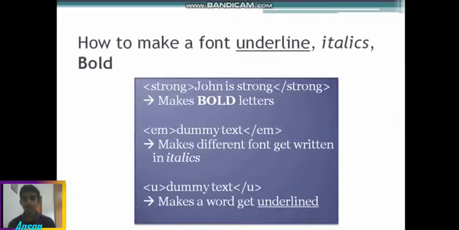Another thing that I want to go through in this video is how to underline, put italics, or make something bold. If you look right here, you can see that this tag is strong. John is strong. So it makes your text bold. Whenever you run it, it will show that John is strong, but it will be in bold. It won't be in normal text. If you put the EM tag, or emphasis tag, it makes the font get written in italics. So it'll be in an italic way because it's inside the EM tags.